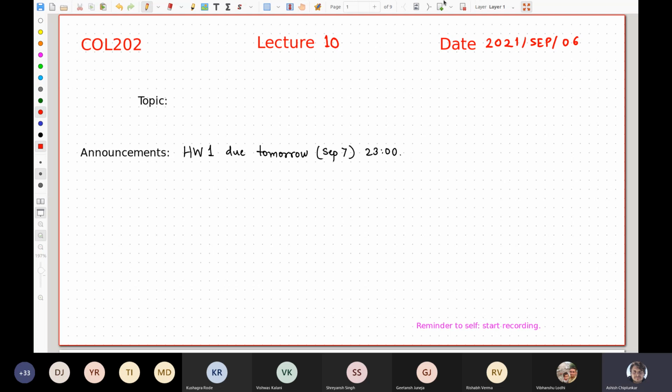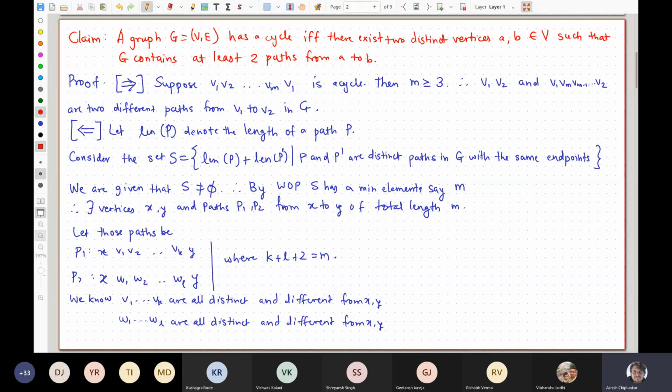Okay, so let us revisit that proof. What was the claim that we were trying to prove? We were trying to prove that the graph G has a cycle if and only if there exist two vertices A and B such that G contains at least two paths from A to B. One part of the if and only if was easy. Suppose you had a cycle, then it was easy to construct two vertices and two paths between them using that cycle.